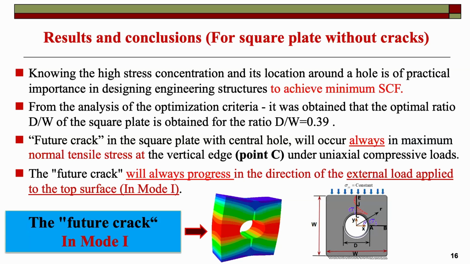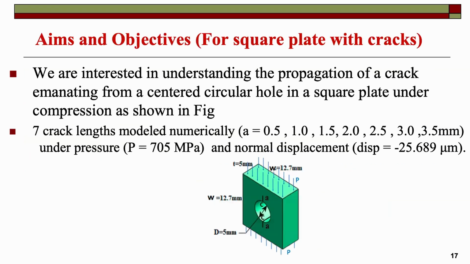Future cracks in the square plate with the central hole will occur always at the maximum normal stress at the vertical edge, at point C, under uniaxial compression loads. And the future crack will always progress in the direction of the external load applied. As we see, the plate is bending inside when we apply the external load, and the fracture is in mode 1.